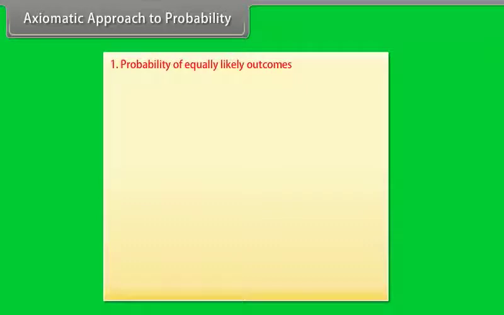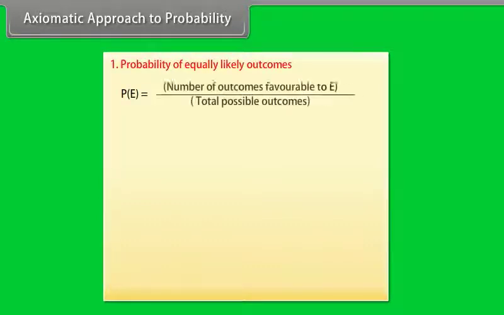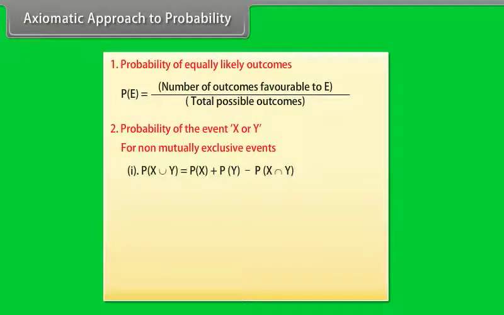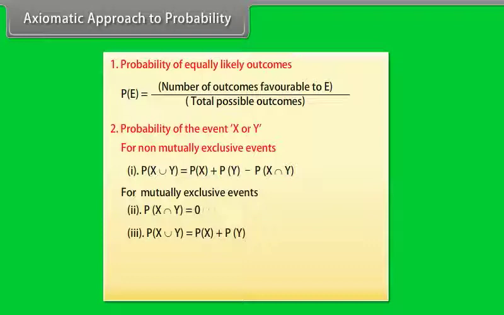Probability of equally likely outcomes. P(E) is equal to number of outcomes favorable to E by total possible outcomes. Probability of the event X or Y. For non-mutually exclusive events, P(X union Y) is equal to P(X) plus P(Y) minus P(X intersection Y). For mutually exclusive events, P(X intersection Y) is equal to 0, so P(X union Y) is equal to P(X) plus P(Y). Probability of the event not X: P(X dash) is equal to P(not X) is equal to 1 minus P(X).